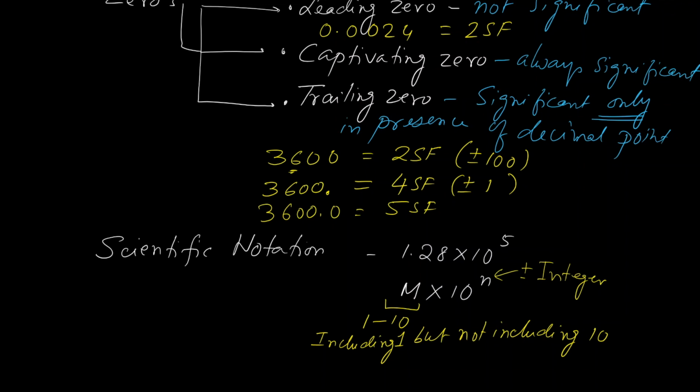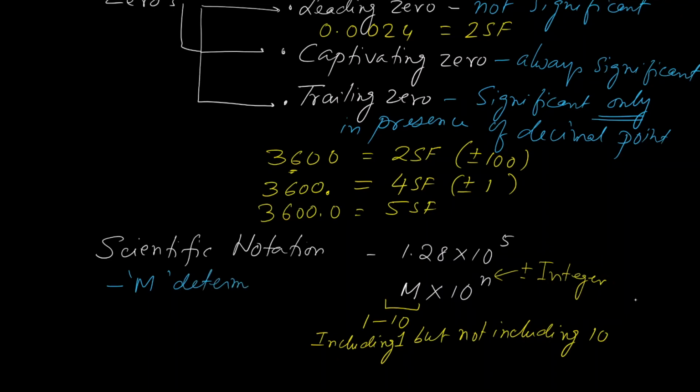When numbers are written in this form, m determines the number of significant figures. So that means in our example here, this would be 3 significant figures.